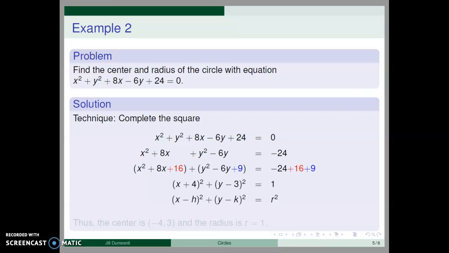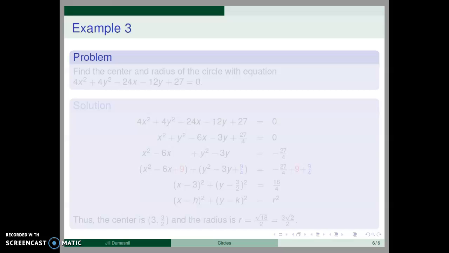If we compare our equation to the standard equation for a circle, we can easily identify the center and the radius of our circle. The center is the point with coordinates (-4, 3), and the radius is r equals the square root of 1, which is also 1.